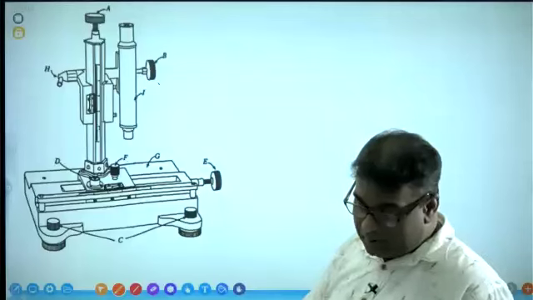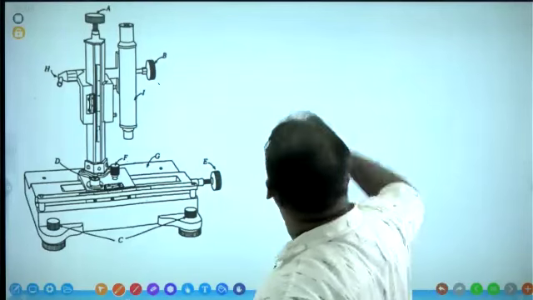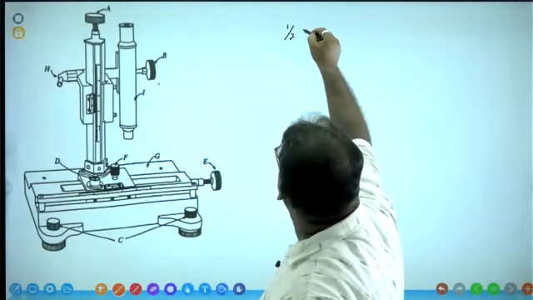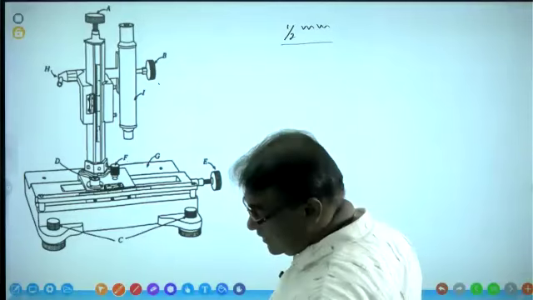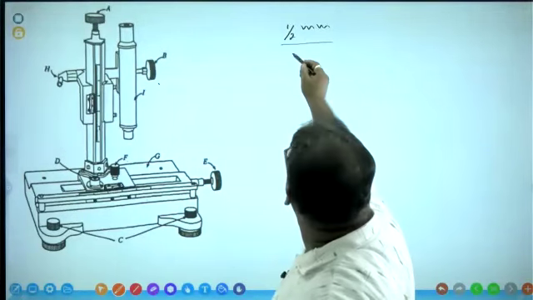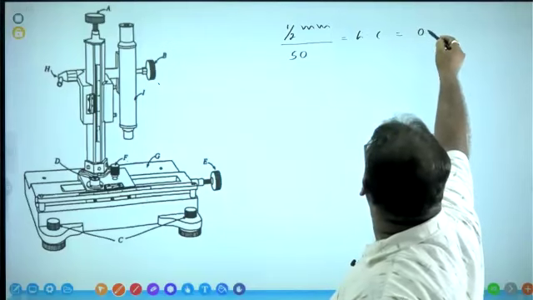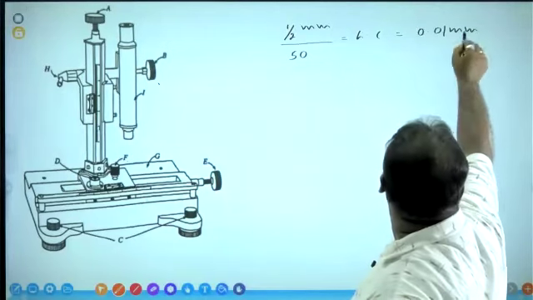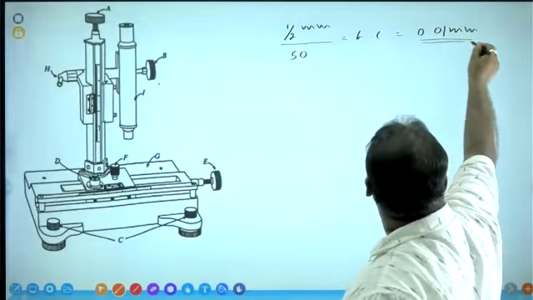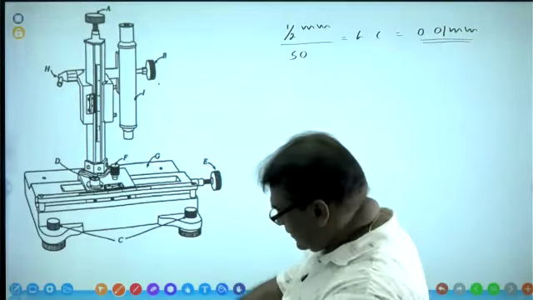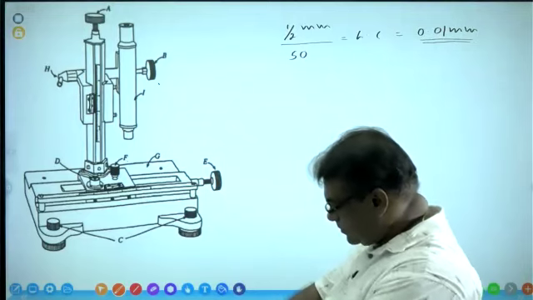The main scale of the traveling microscope has a half millimeter part. The half millimeter part coincided with 50 vernier divisions. Then the least count becomes 0.01 millimeter. Clear? Yes. 0.01 millimeter.